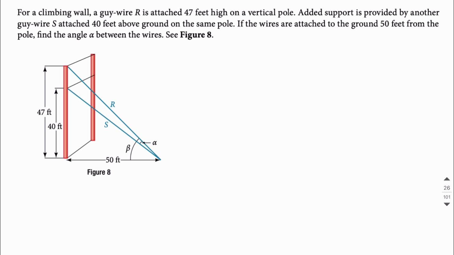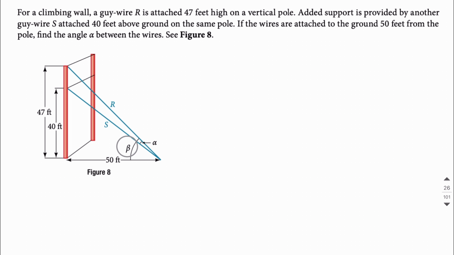All right, on this example, we have a nice picture given to us that accounts for most of this information. Basically, we have two guy wires that are both grounded at the exact same spot out here, that's 50 feet from a wall. One of them's up here 47 feet tall, and the other one's 40 feet tall. And our goal is to end up finding this angle alpha.